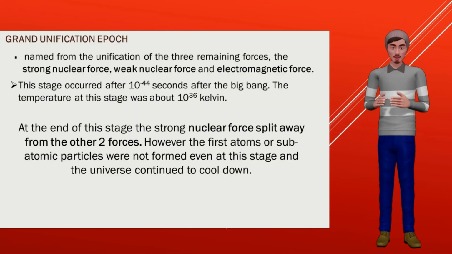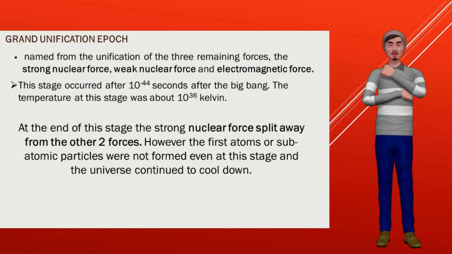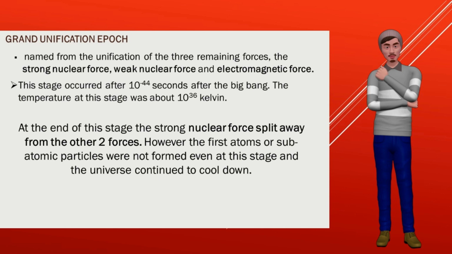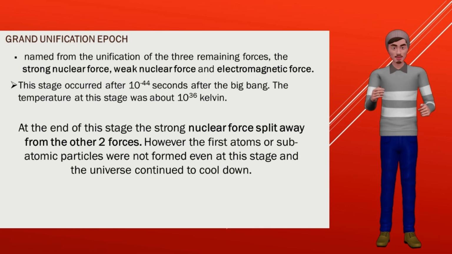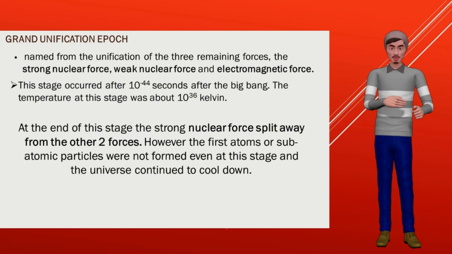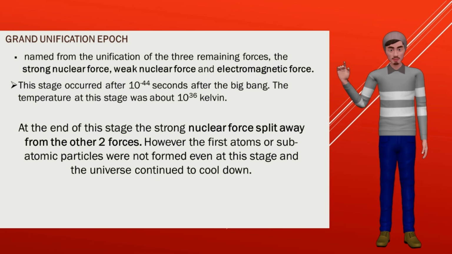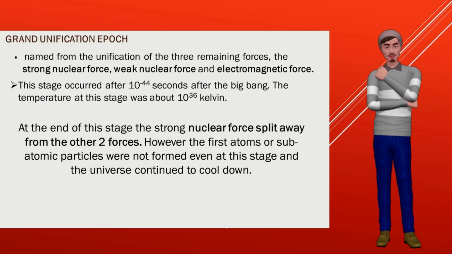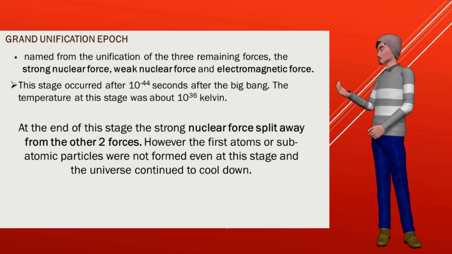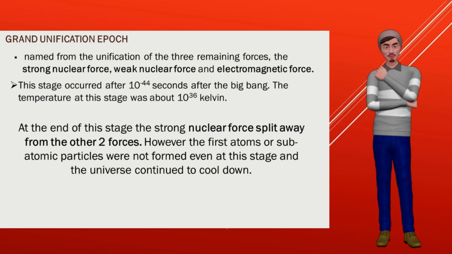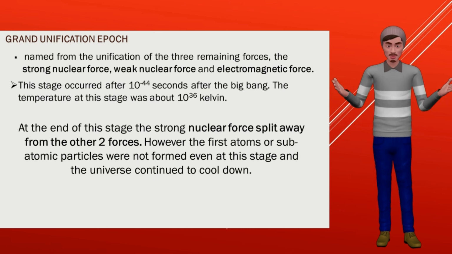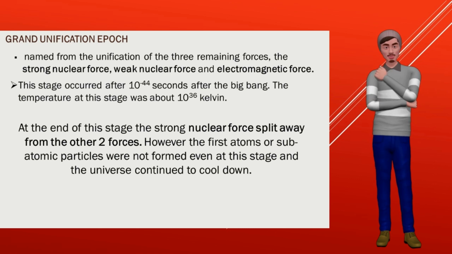The Grand Unification epoch. The Grand Unification epoch was named from the unification of the three remaining forces: the strong nuclear force, weak nuclear force and electromagnetic force. This stage occurred after 10 raised to negative 44 seconds after the Big Bang. The temperature at this stage was about 10 raised to 36 degrees Kelvin. At the end of this stage the strong nuclear force split away from the other two forces. However, the first atoms or subatomic particles were not formed even at this stage and the universe continued to cool down.